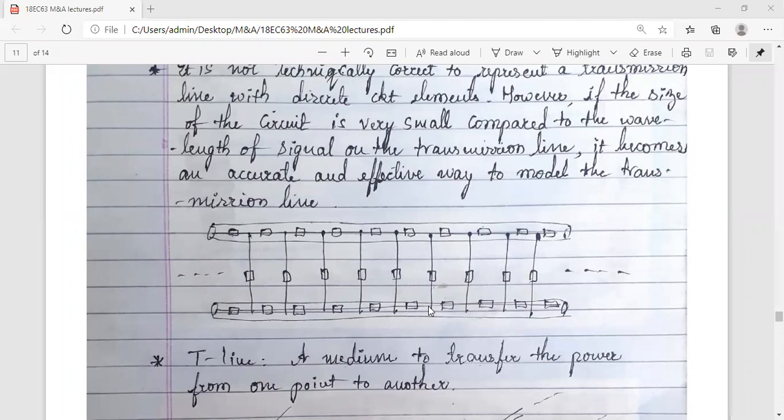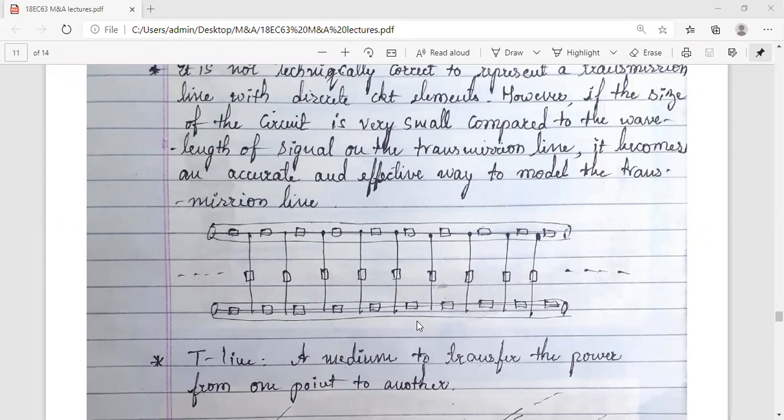But when it comes to higher frequencies, when the length of the line is comparable with the wavelength, as the frequency increases, wavelength decreases, right? So if the wavelength and the length of the line are comparable, the length of the line means the length of the transmission line, for example the KPTCL line through which power is supplied to your houses, then one particular effect is more significant.